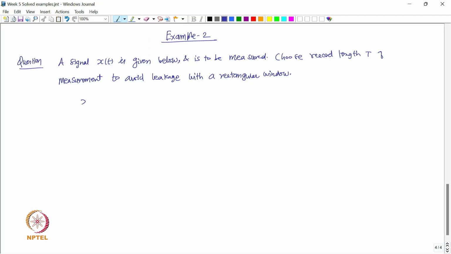Right, and the signal that is given is x of t is 5 cos(2 pi 6.5 t minus 30 degree) plus 8 sin(2 pi 10 t minus 45 degree). Okay. So, this is the problem, let us solve this.